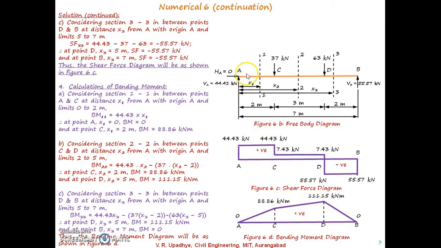Now we are aware that in case of a simply supported beam, if the force is downward, it will create a sagging bending moment, and that bending moment will be positive throughout. If we go through all three equations, BM11, BM22, BM33, the x term is there, but the power of x is 1, so it will be an inclined straight line. So the variation from A to C, C to D, or D to B is everywhere inclined. Okay. With this, we'll go through one more numerical next.